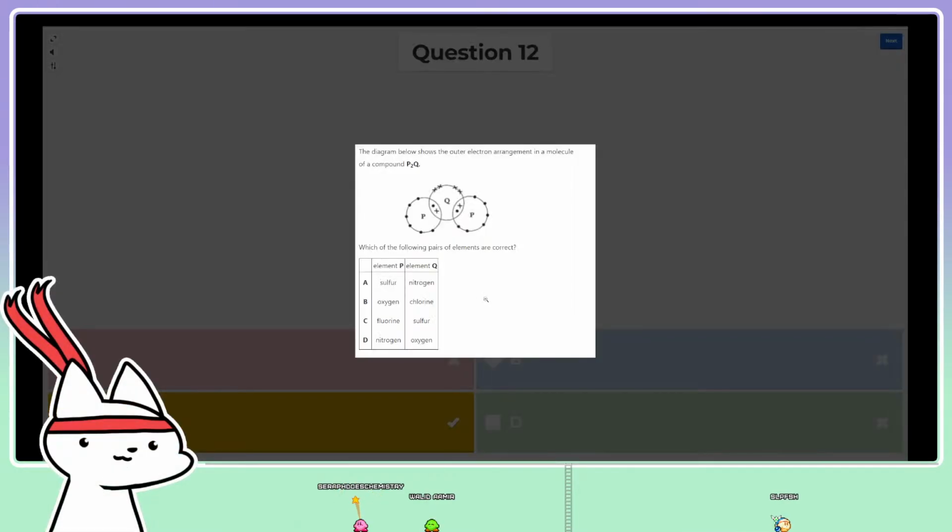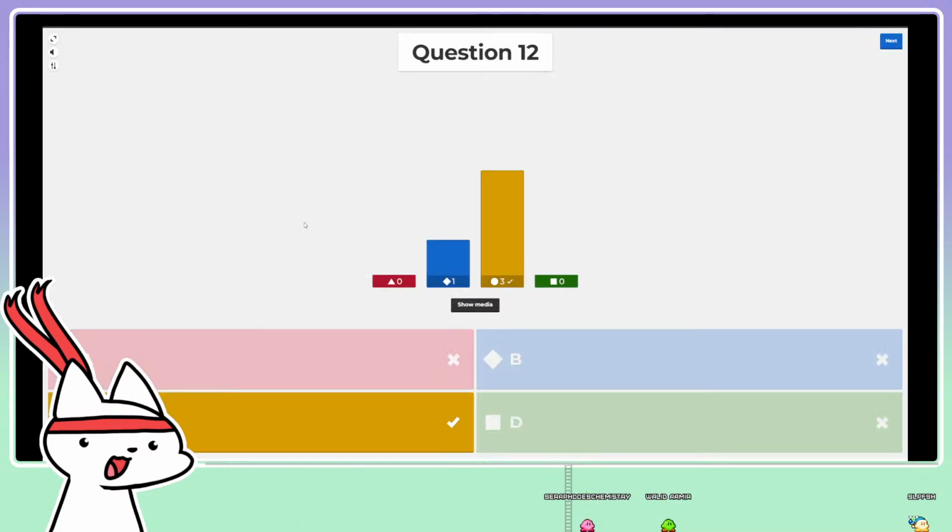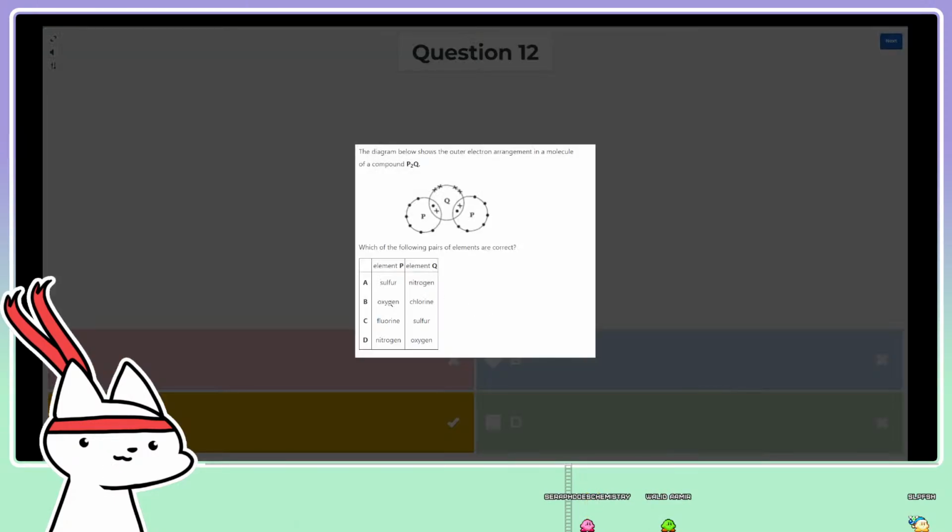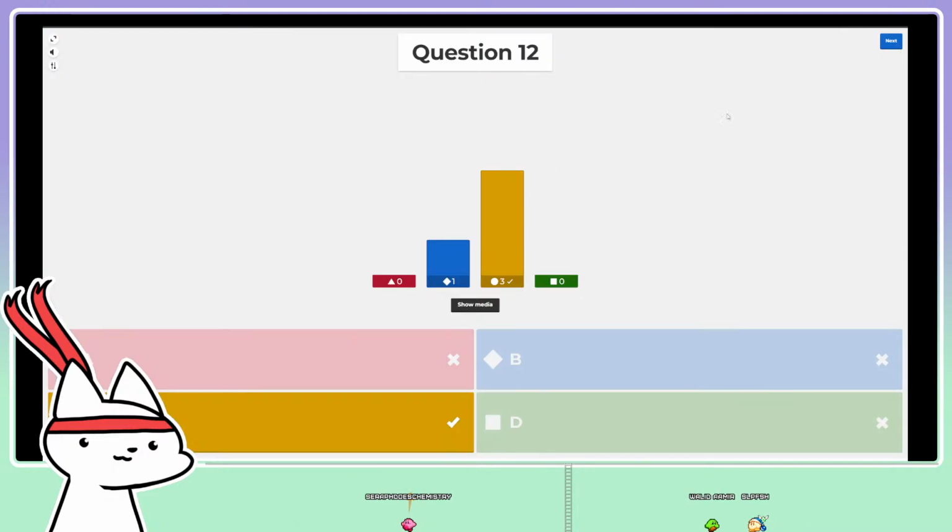Nice. In this case, if you count the valence electrons, P has 1, 2, 3, 4, 5, 6, 7 dots. The crosses are from the Q, 1, 2, 3, 4, 5, 6. So P is from group 7, Q is from group 6. Group 7 will be fluorine, group 6 will be sulfur. The answer will be C. When it comes to B, oxygen is group 6, chlorine is group 7. It's directly upside down. If P is chlorine and Q is oxygen, that will be correct as well.